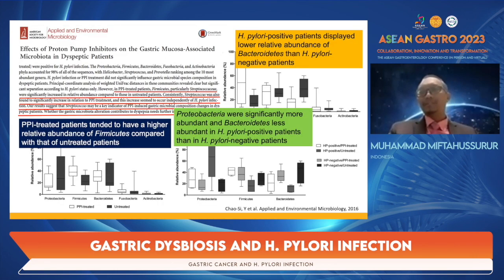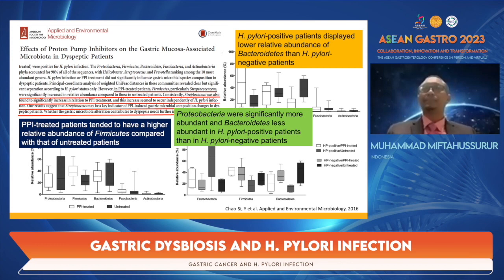A study about the effects of proton pump inhibitors on gastric mucosa-associated microbiota showed that PPI-treated patients tend to have a higher relative abundance of Firmicutes compared with that of untreated patients. Besides that, we also noted that Proteobacteria were significantly more abundant and Bacteroidetes less abundant in H. pylori positive patients than H. pylori negative patients.